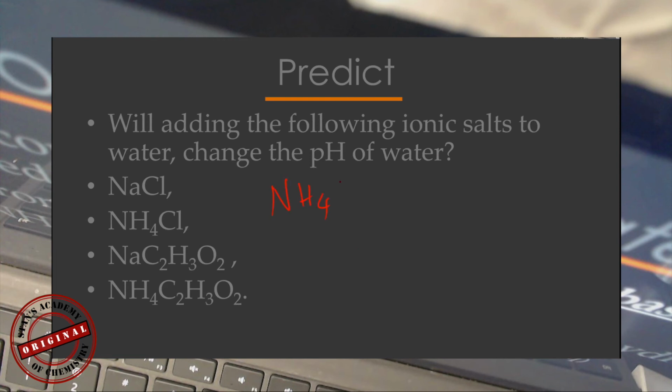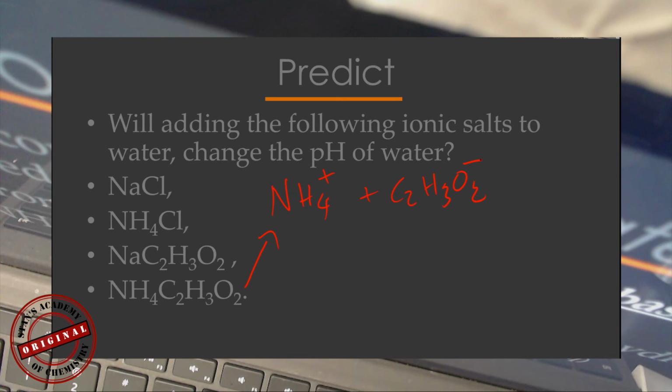NH4C2H3O2. So if you dissociate this, it changes into NH4 positive plus C2H3O2 negative. So I want you to make a guess and tell me, will the solution have a change in pH? Will the pH increase or will the pH decrease? It's an interesting question, but a lot of you may have half to three-quarters of the answer. That's good enough for me at this point in time. But the last part, if you can reason it out, is good.